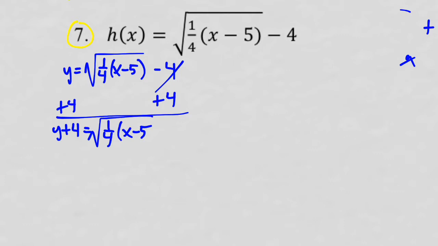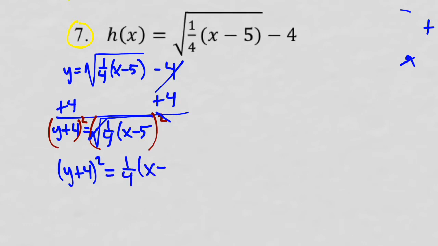To get rid of the square root, what you're going to do is square both sides. So we're going to put this in parentheses and square it, and put this in parentheses and square it. On the left side, what you have is y plus 4 squared. Don't multiply it out, just leave it like that. That's fine. On the right side, the square and the square root cancel, leaving you with just 1/4 x minus 5.